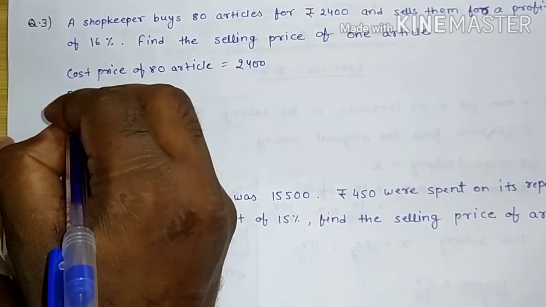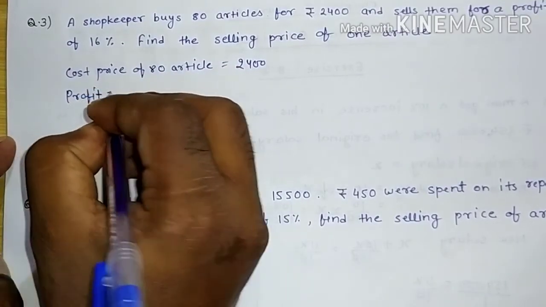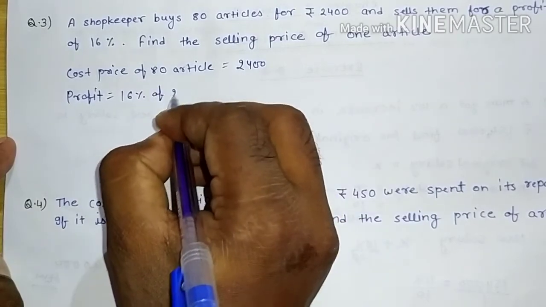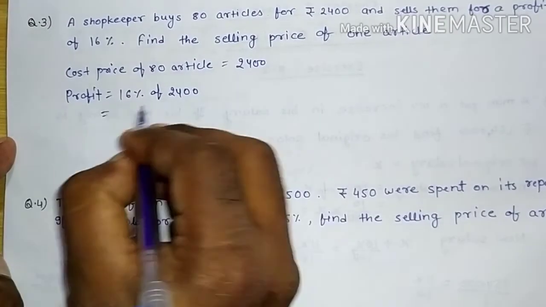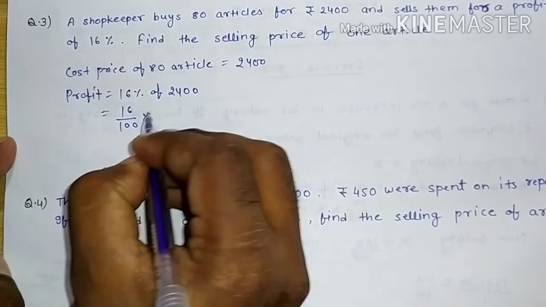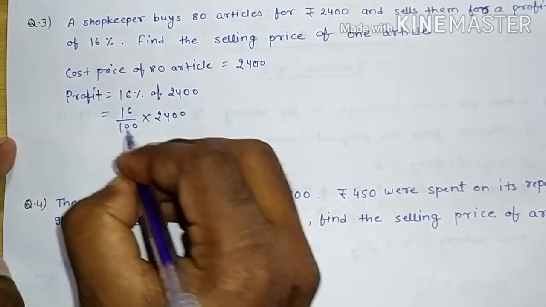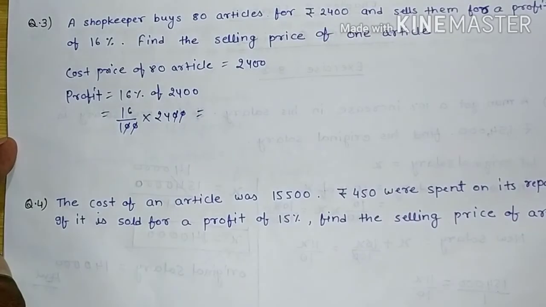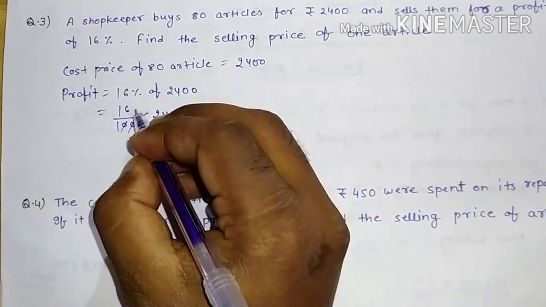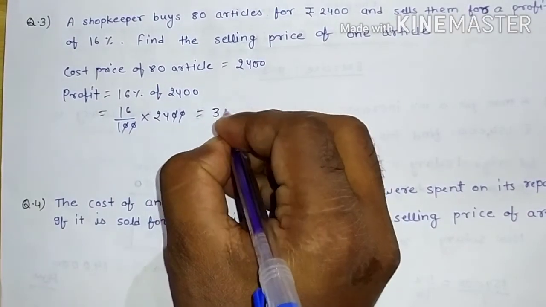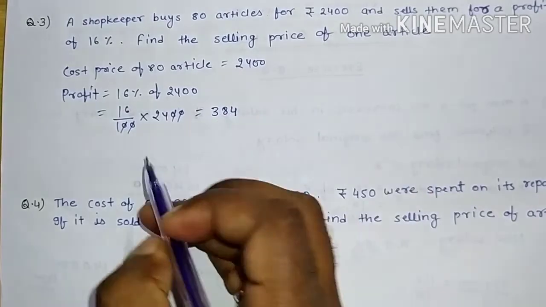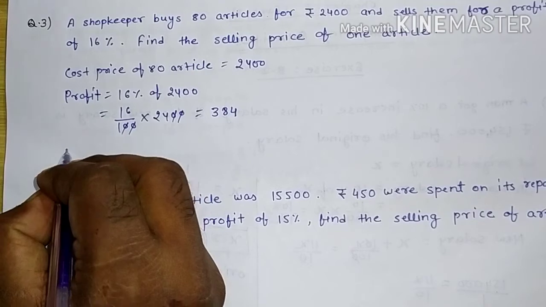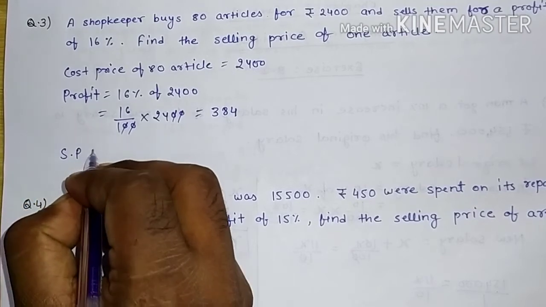So here we can find the profit, 16% of CP, the cost price, that is 2400. So just simplify it. 16 upon 100 multiplied by 2400. Now 0 and 0 cancel out. So 16 into 24, that is 384 rupees. So the profit is 384 rupees. So here we have to find the selling price, SP, of 80 articles.